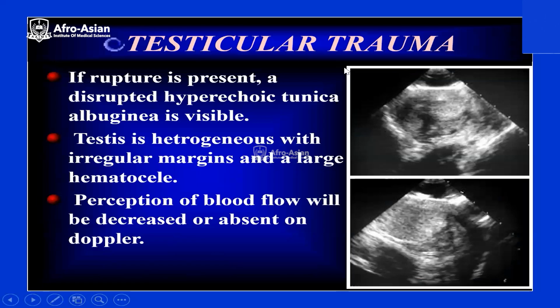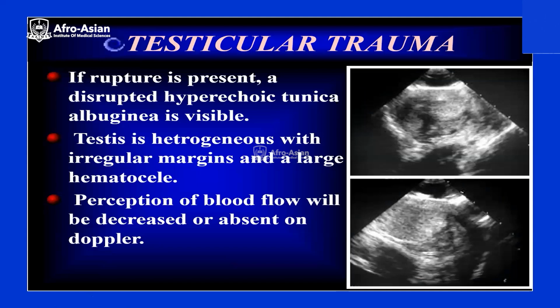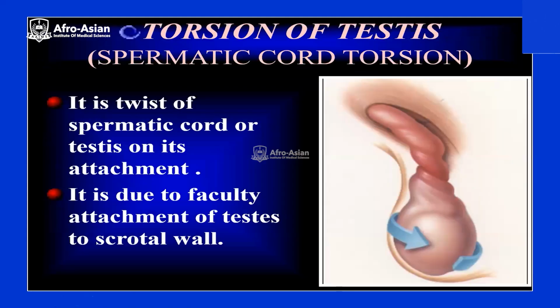In trauma, we can get rupture of the testicle. The testis will be heterogeneous with irregular margins and a large hematocele. This is a line indicating the rupture due to trauma. There will be a history of trauma. There is some blood, and the whole of the testicle is looking heterogeneous.